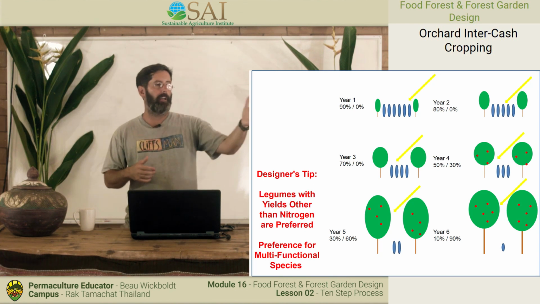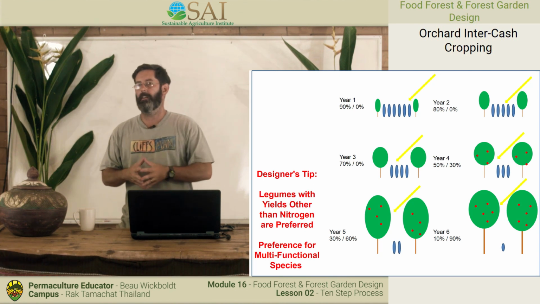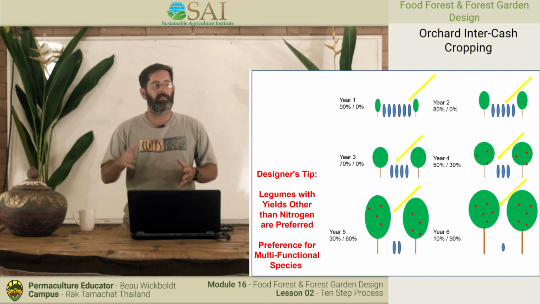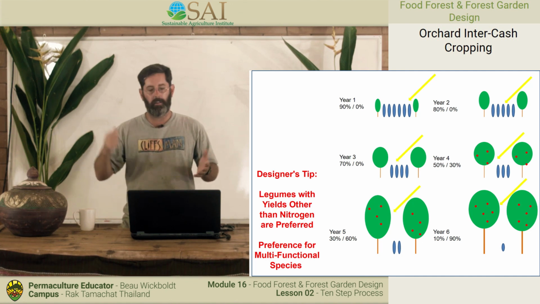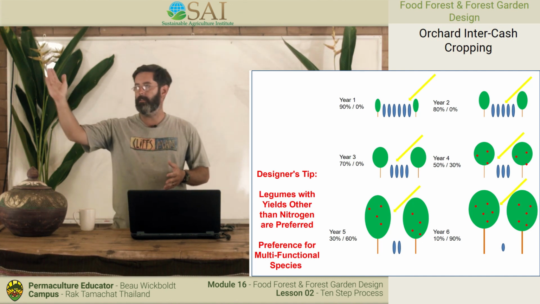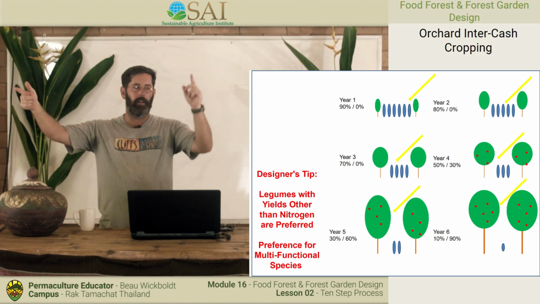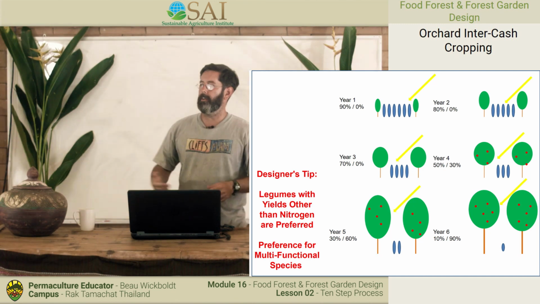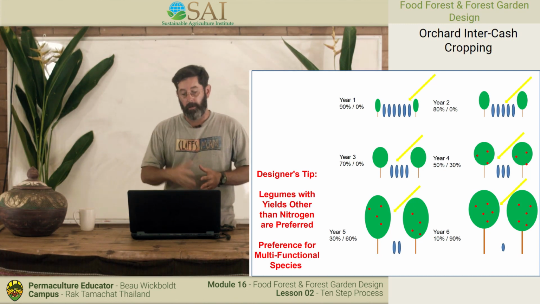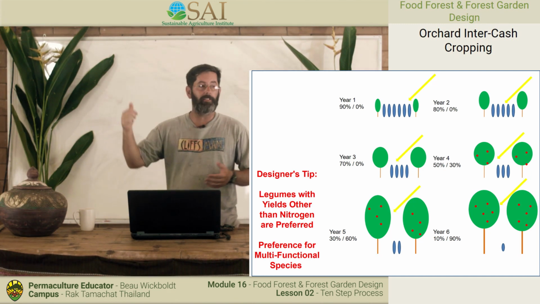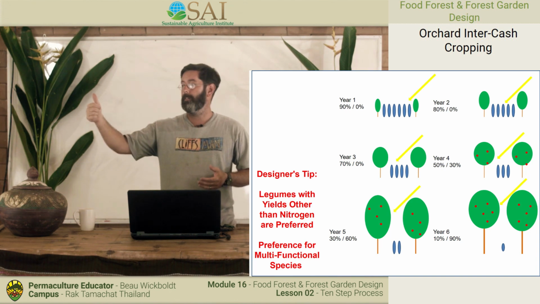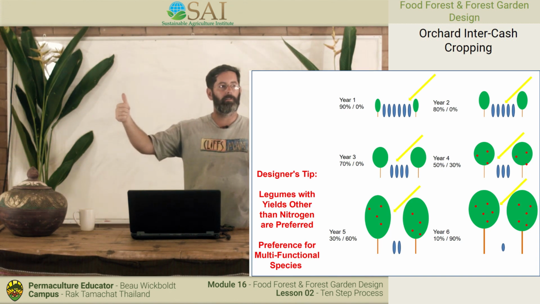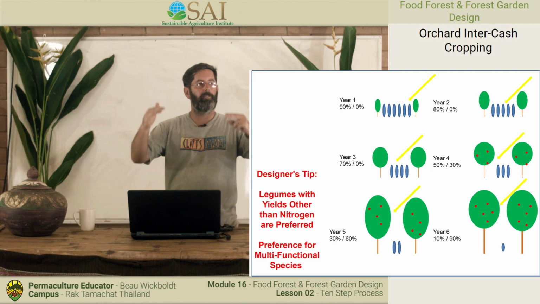In year one, 90% of this area is in vegetables. 10% is in fruit trees, but I don't get any yield, so I put that as 0. Zero yield, fruit. 90% vegetable. Year 3, 70% vegetable, 0% fruit. But year 5, I might have 60% fruits and only 30% vegetables, because I may not desire to have 50-50.